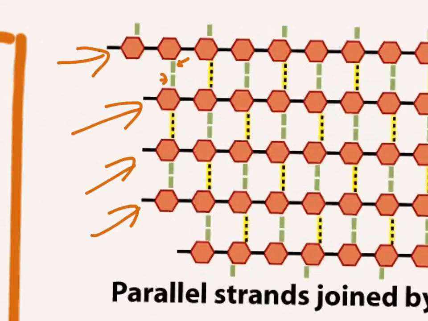That's not how it is in cellulose. In cellulose, they're all the same side up. One up, one down, so it really doesn't matter.